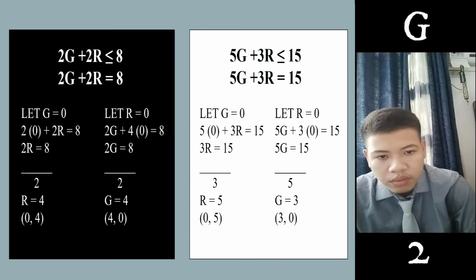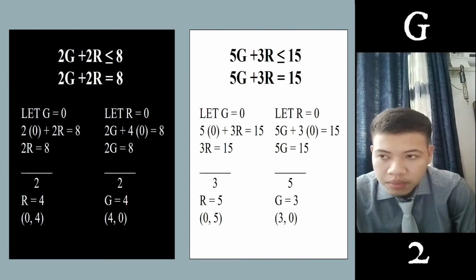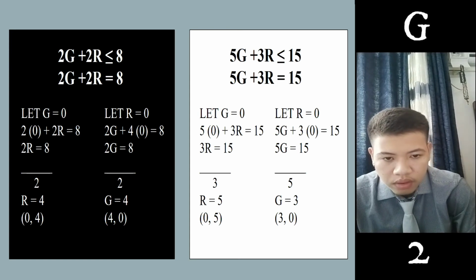The coordinate will be (0, 5). So in finding the g, we must let r be 0. This will turn into 5g plus 3(0) is equal to 15, and then it will form into 5g is equal to 15, and then to cancel the 5, you must form it into g equals 15 over 5, and then solve.